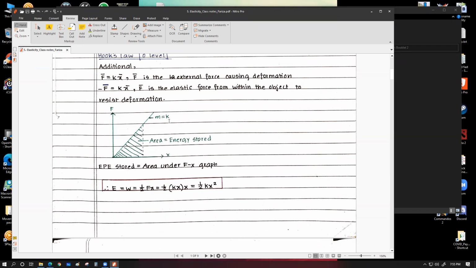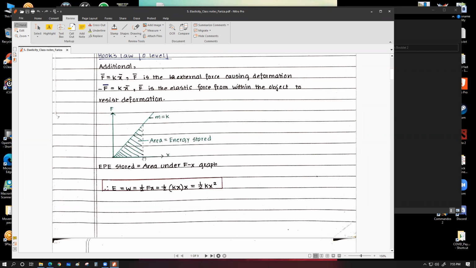the origin. The gradient of the graph is given as m equals to k. K in this case is the constant of that thing. And then we can find out the EP stored. EP stands for elastic potential energy. EP stored within the specimen is equal to the area under the fx graph. So area between the force and the extension graph.